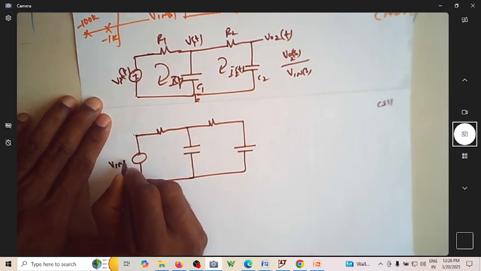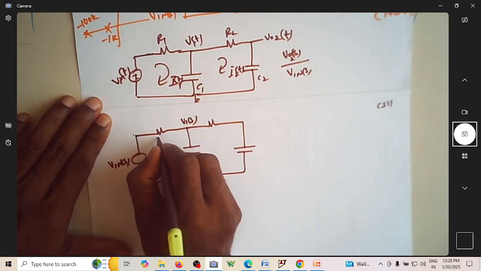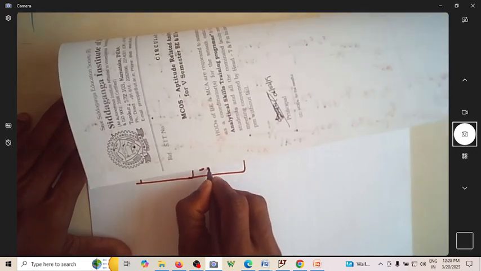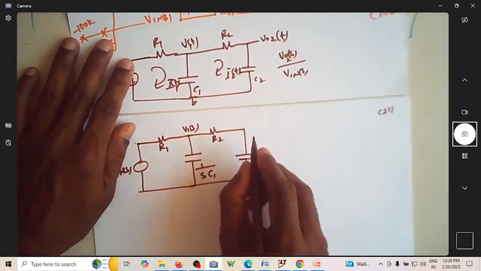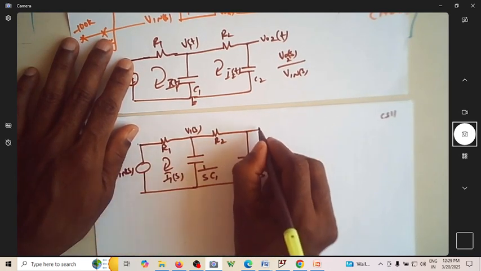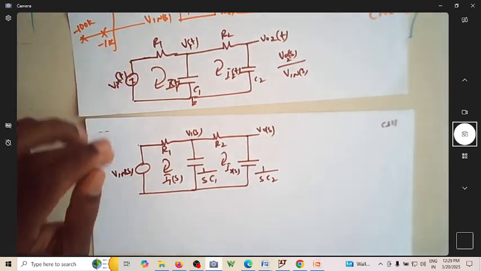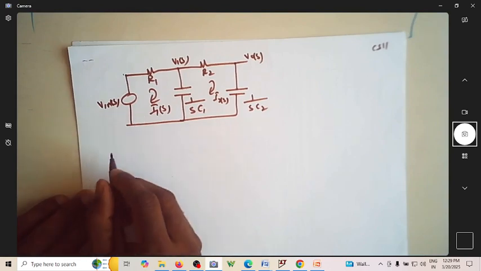This is Vin(s), this is V1(s), this is R1, this is R2, this is 1/(sC1), this is 1/(sC2), this is I1(s), V0(s), and this is I2(s). This is the Laplace circuit. Let me quickly write the signal flow graph.